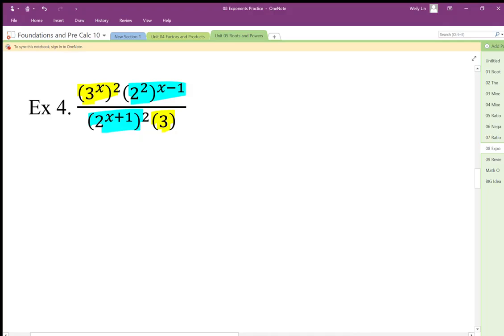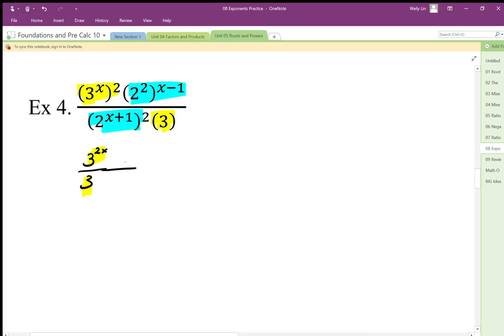So I'm going to start with the base 3. 3 to the power x times 3 to the power x means I'm multiplying by 3 double of x. So I'm going to have 2x, or we can multiply those powers together. And then I'm going to divide by 3, and keep those together like that. So those are the base 3 parts to this.